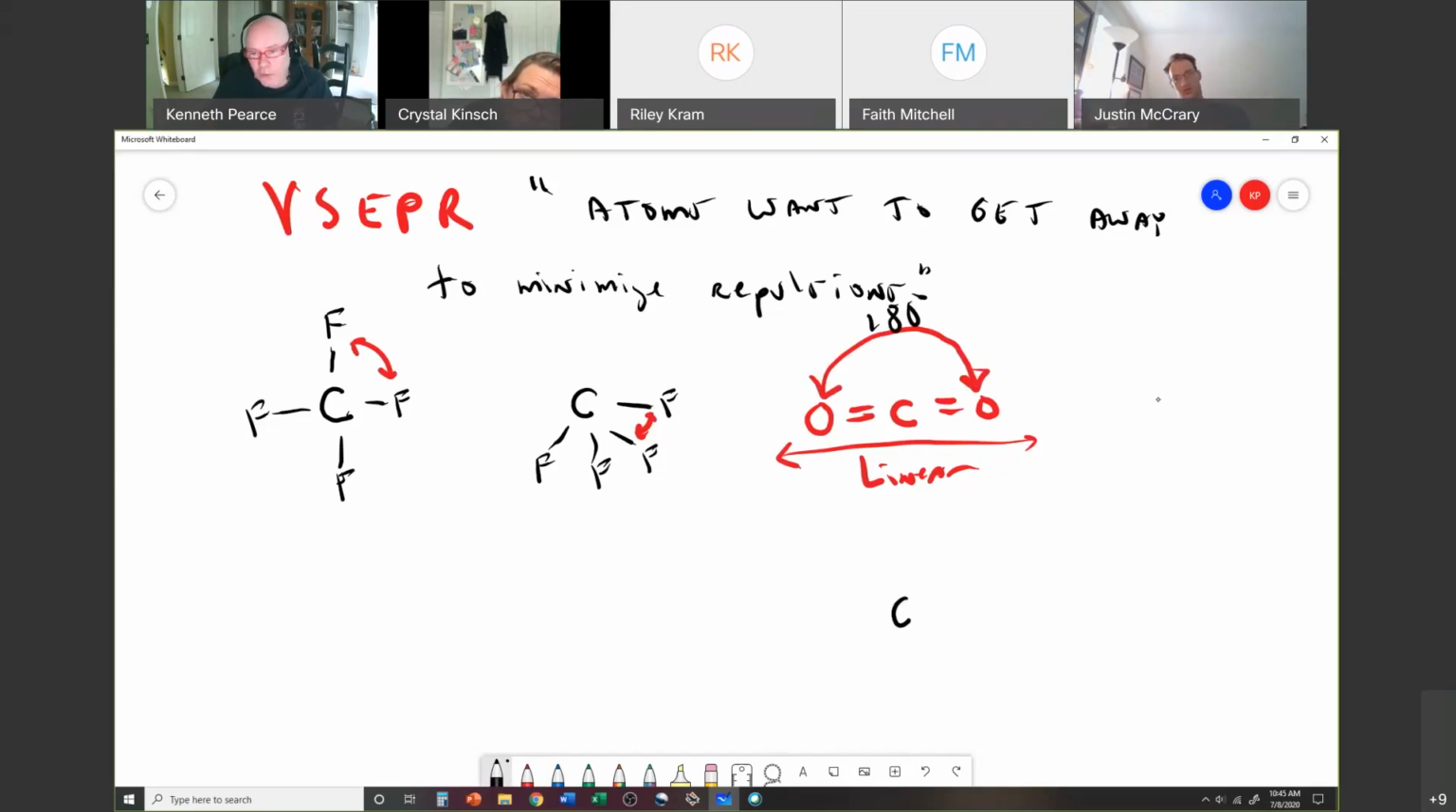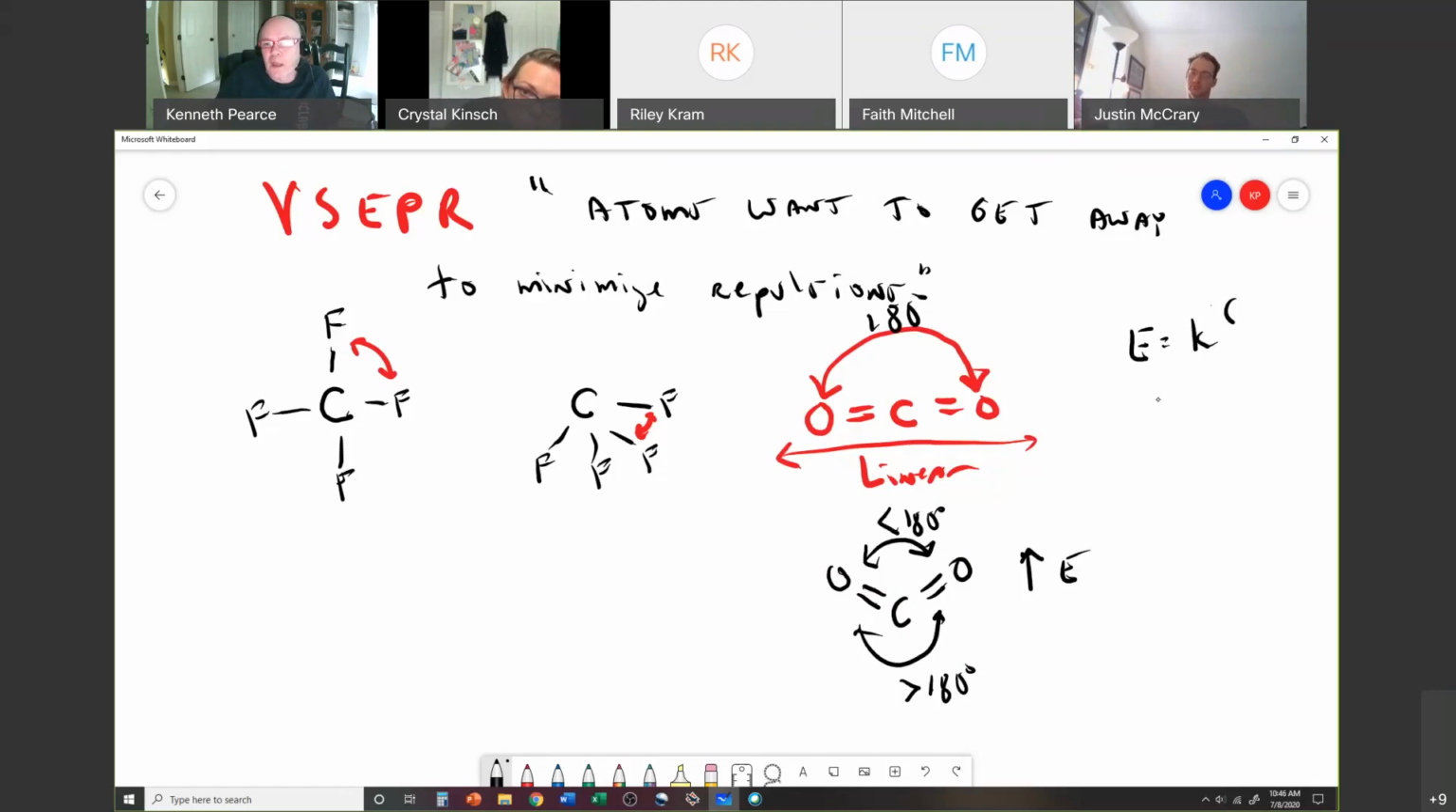Now, you can also say, if we move these things like this, then this becomes less than 180 degrees, and this right here becomes greater than 180 degrees. So this is higher energy, so the energy goes up for this, because they're closer. And really it comes back to this: E equals some sort of K, Q1, Q2 over the distance, right? You're not changing the Q, but you are changing the distance, okay? So as you get them closer together, the energy goes up. Everything wants to be at the lowest possible energy. All right, so in this case with the CO2, they're going to be as far apart as possible.